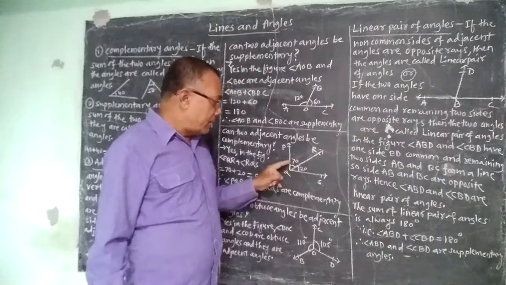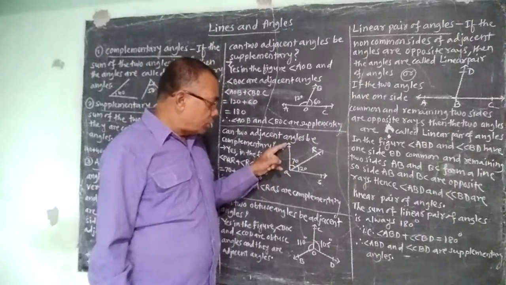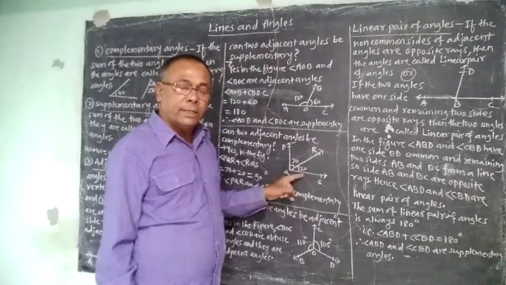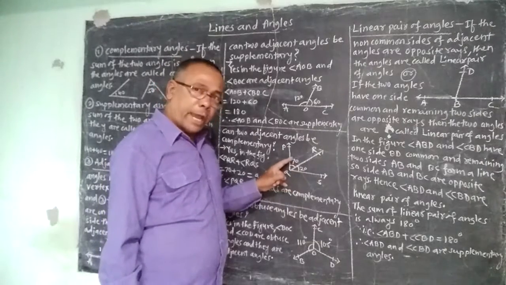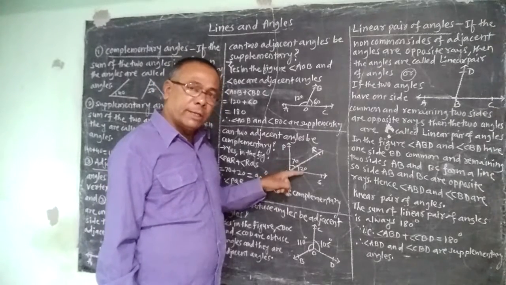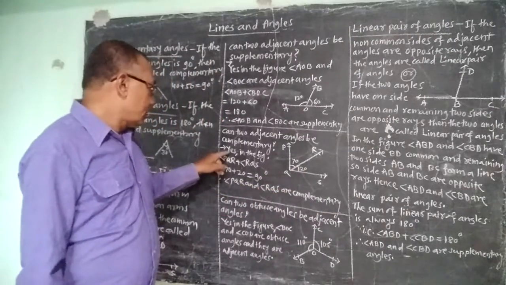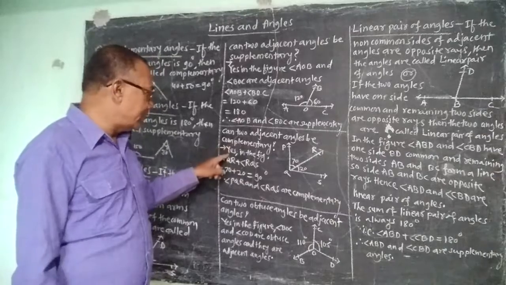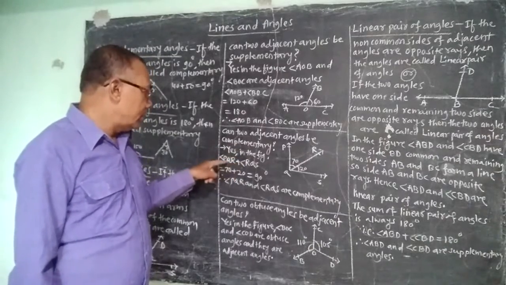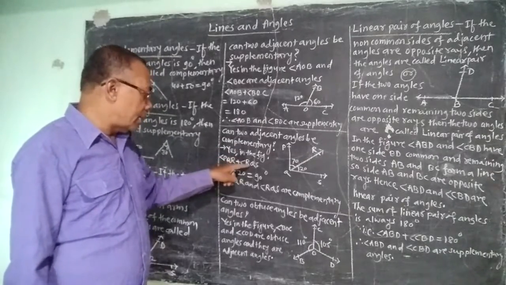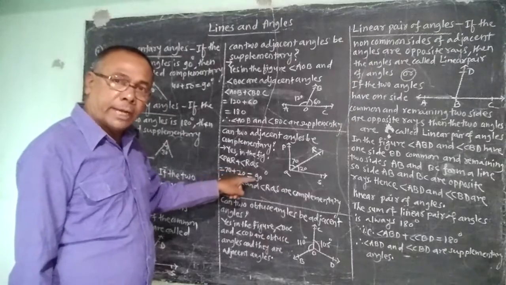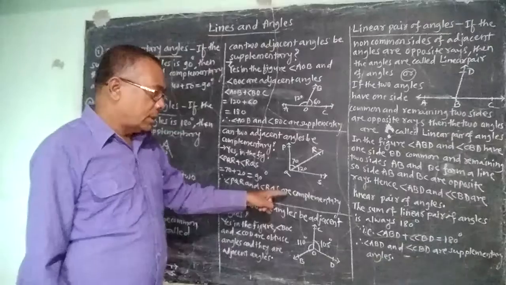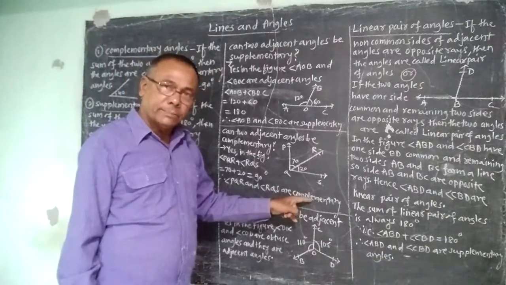adjacent angles, having measures: the measure of PQR is 70 degrees and the measure of SQR is 20 degrees. Therefore, if we add 70 and 20, we get 90 degrees. Here, can two adjacent angles be complementary? The answer is yes. In the figure, angle PQR plus angle RQS, that is 70 plus 20, is equal to 90 degrees, and therefore angle PQR and angle RQS are complementary angles.